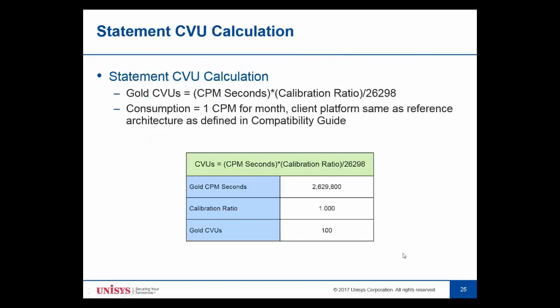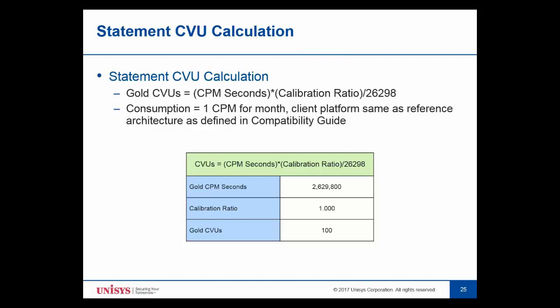If you took one Gold CPM, it would have 100 Gold CVUs of utilization available to it. On our reference architecture, that calculates out to approximately 2,629,000 seconds, if the calibration ratio was 1.0, so everything was exactly as we've measured on our reference architecture.